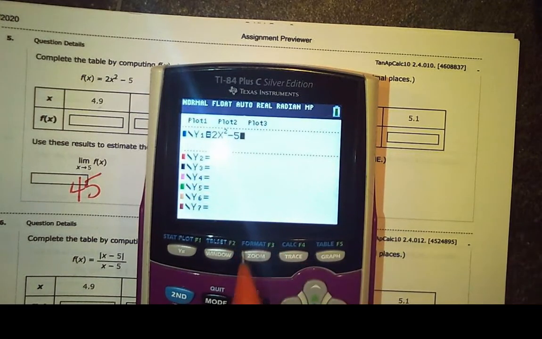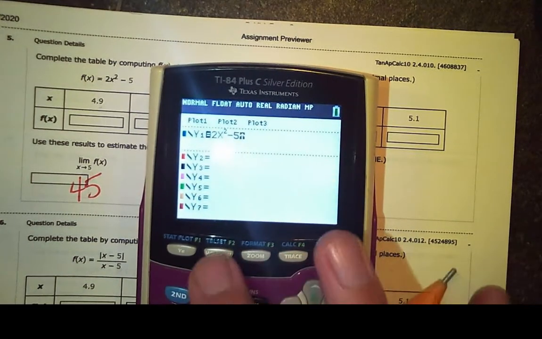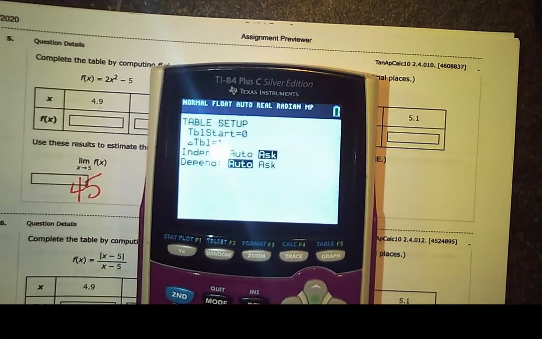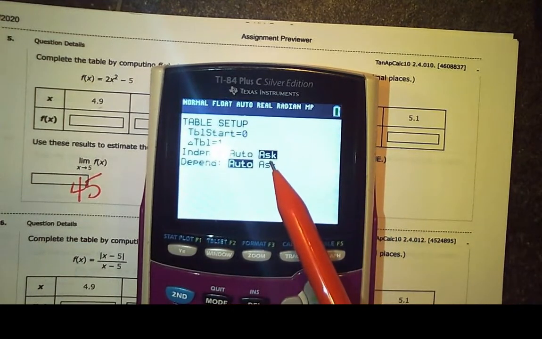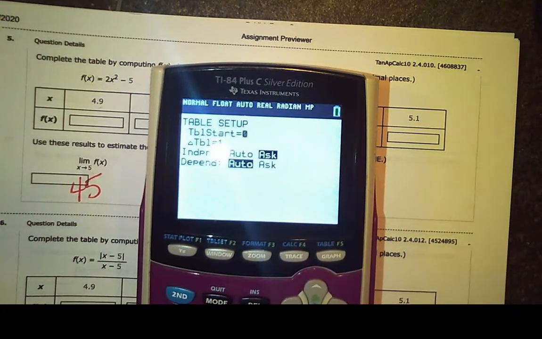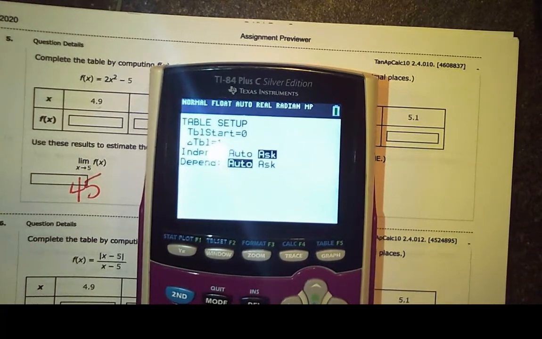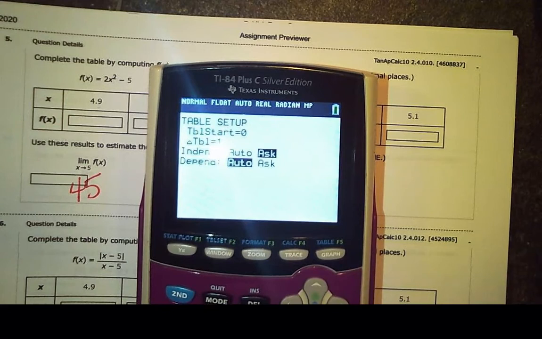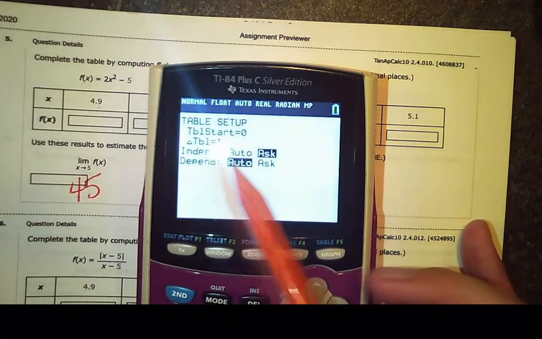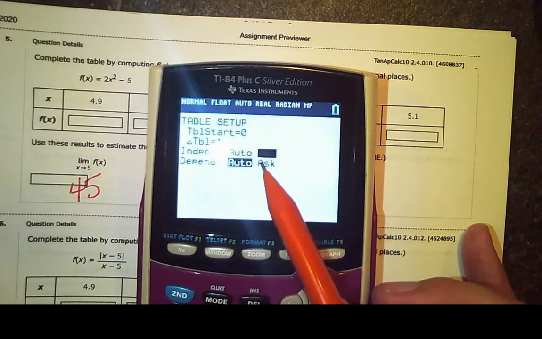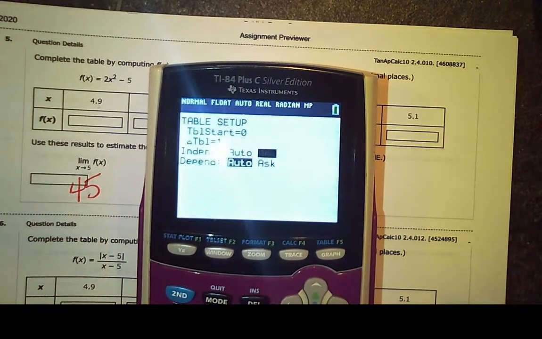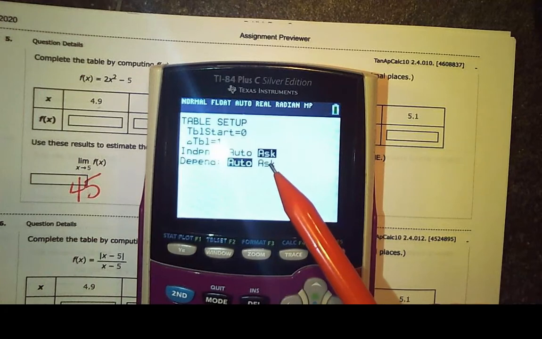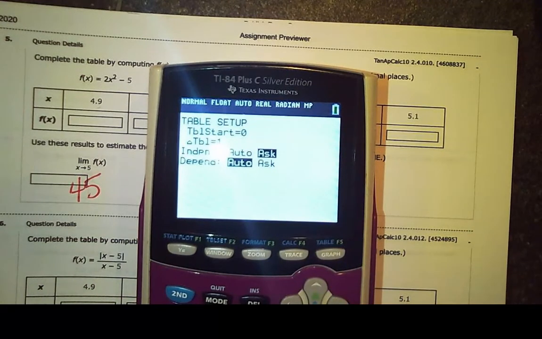So I'm going to hit second because I'm trying to get to the blue stuff. Second window will take me to table set, and you want this to be set to ask. In my case, it already is. So highlight it, hit enter, and now it's ready to go. What this is going to do is, instead of figuring out the X values on its own, it's going to ask you for them. So you're going to tell it the X values.